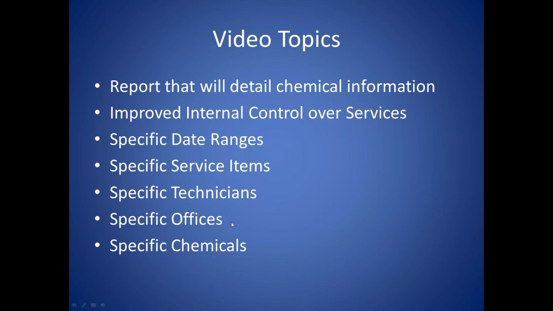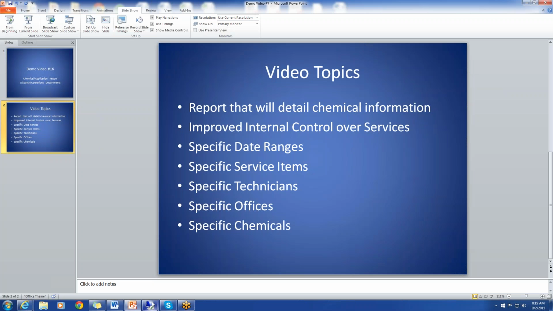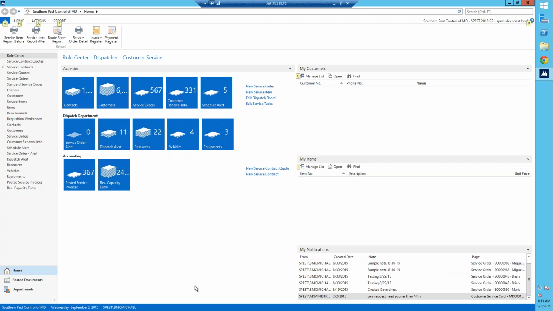By offices, we'd be able to say, okay, here are the chemicals that we use for, say, Northern Virginia compared to Richmond for a day, week, month, even a year. And again, I think it's going to give us much better control over our chemical usage. So I'm going to go into the system now and demonstrate how this will work.